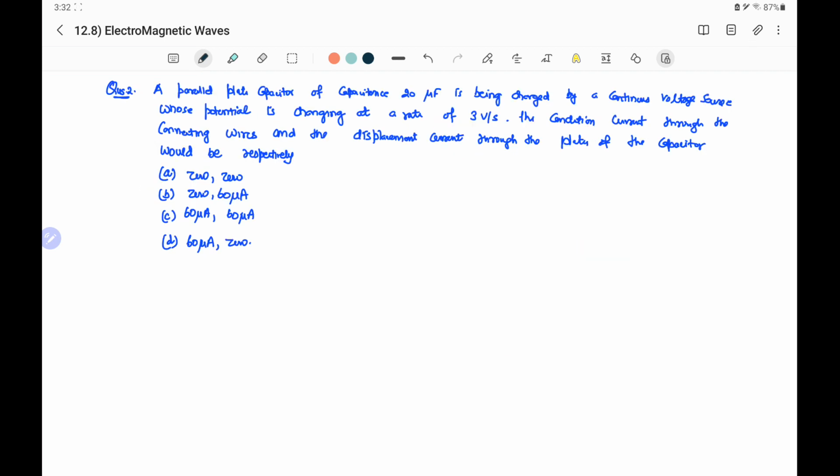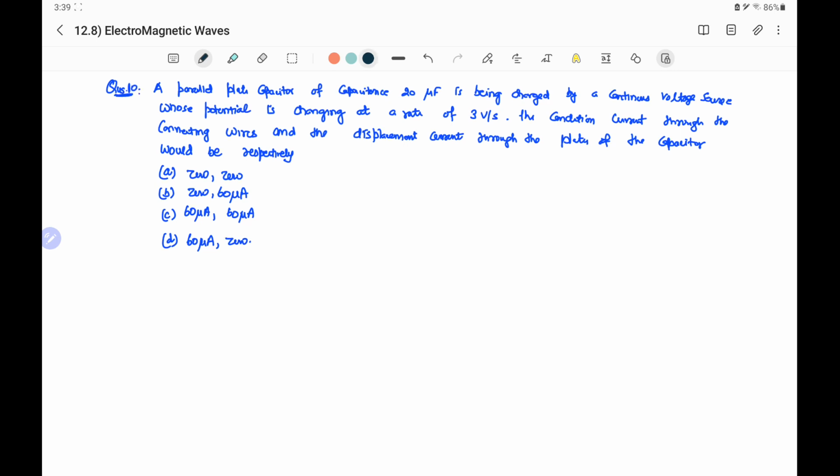Next question: a parallel plate capacitor of capacitance 20 microfarad is being charged by a continuous voltage source whose potential is changing at a rate of 3 volt per second. The conduction current through the connecting wire and the displacement current through the plate of the capacitor would be, respectively. We know that in a circuit containing a capacitor, the conduction current through the wire will be equal to the displacement current through the plate of the capacitor, and it will be equal to the rate of flow of charge.